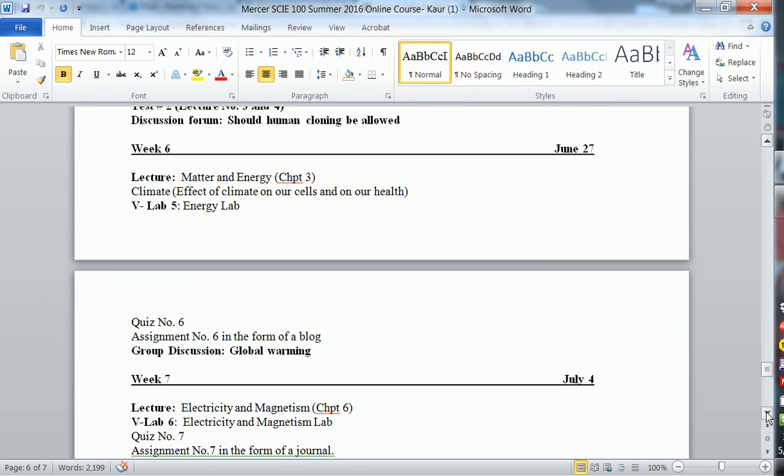Moving to week 6, we will be talking about matter and energy. We'll be talking about what is energy and what the different forms of energy are. We'll be talking about all these things, and the virtual lab will also be about energy. In this week we will also be talking about climate. What is the effect of climate on our cells and on our health? This will be part of our lecture.